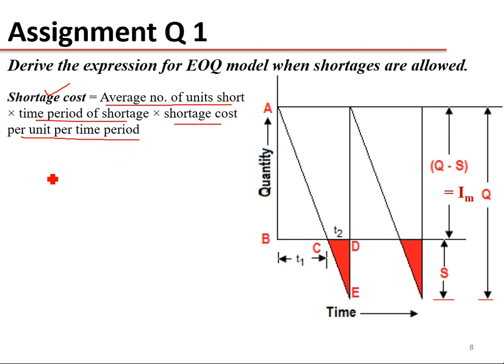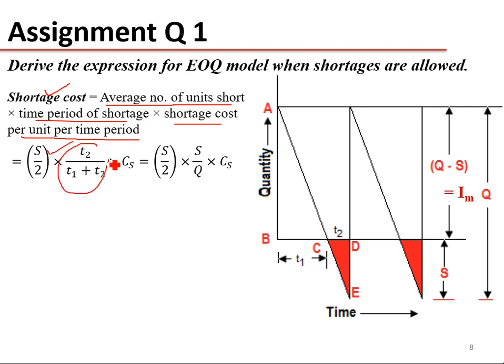So over there we can see the formula becomes: average number of units short is S by 2, and the time period, as we already know that per time period, you can see over there, T2 upon T1 plus T2. Again, for the time T2 from this cycle, T1 plus T2 is a cycle, and from this cycle for the time period T2 there is a shortage, and multiply with the shortage cost.